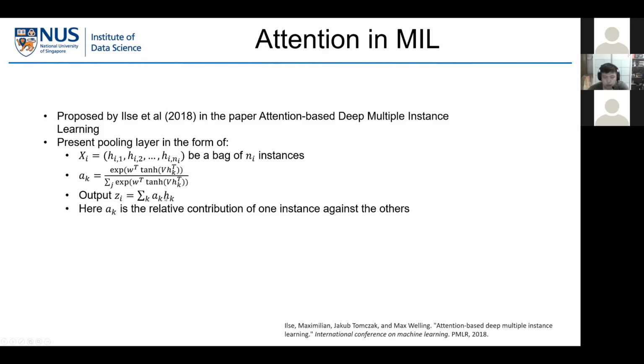Then, to get a bag representation, you compute the linear combination of all the instances within that bag through this formula, sigma k, ak, hk. This is just a linear combination because the ak sum up to 1. And this ak is basically the relative weightage of all the instances to each other. You measure their contribution to the bag representation at the end, and you learn this end to end.